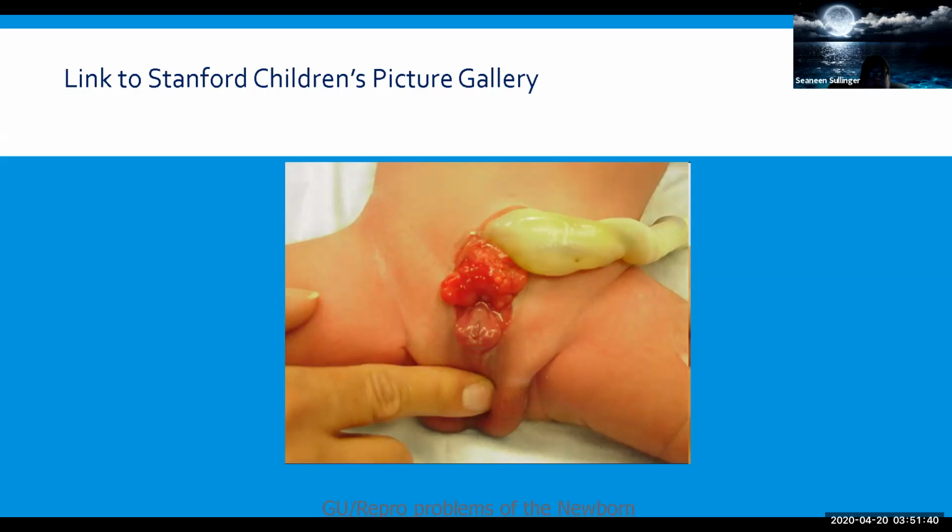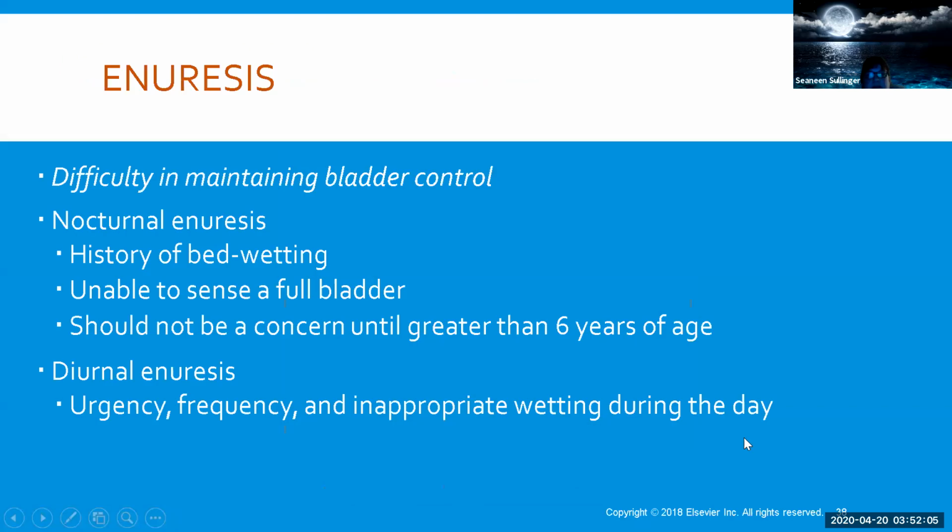And then if we go to the next one, this would be a transverse palmar crease. So it can be indicative of Down syndrome as well. So that's what we were talking about when we talked about trisomy 21. So we'll close that out. We'll go back to our PowerPoint, and now we're going to move on to talk about enuresis.